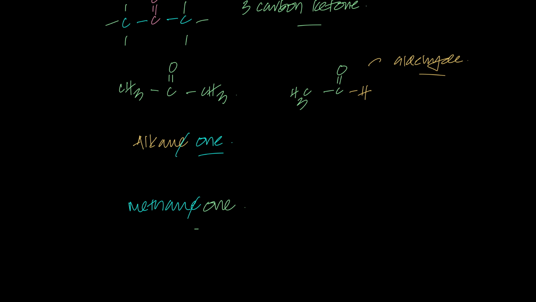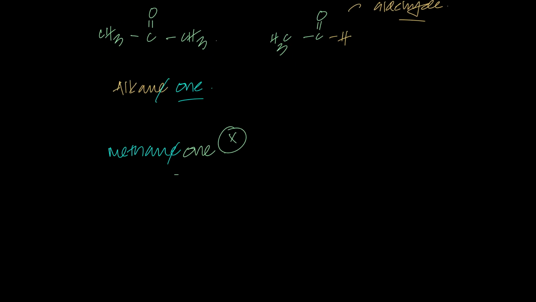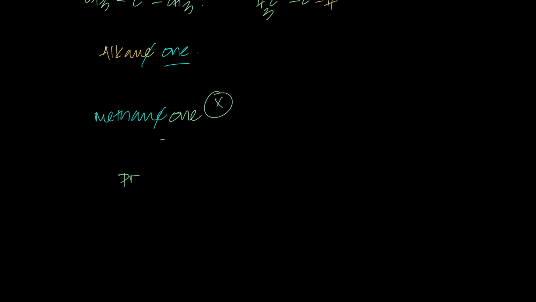But a 1-carbon alkanone, a 1-carbon ketone does not exist. There's no such thing as methanone. There's no such thing as ethanone. The smallest ketone on the face of planet Earth is called propanone. So it's propane, and instead of the E, you add the ONE. So it's called propanone. That's it. So propanone, butanone, pentanone, hexanone, heptanone, octanone, nonanone, decanone, and so on and so forth, right?